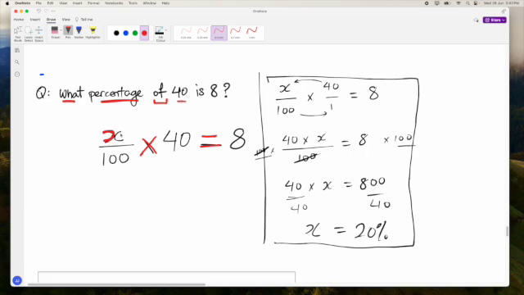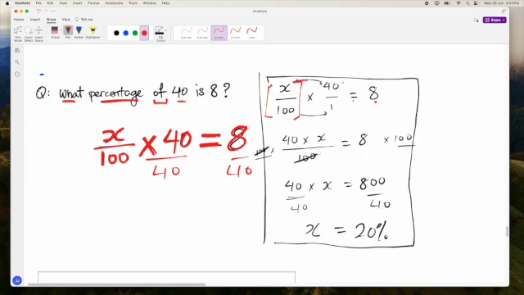So what percentage of 40 is 8? So you see how maths is a language. And so we could use a little bit of algebra here to figure it out, right? And by doing that now, we could divide by the 40 to get rid of 40 on both sides. Or you can see how we did it here: what percentage of 40 is 8?